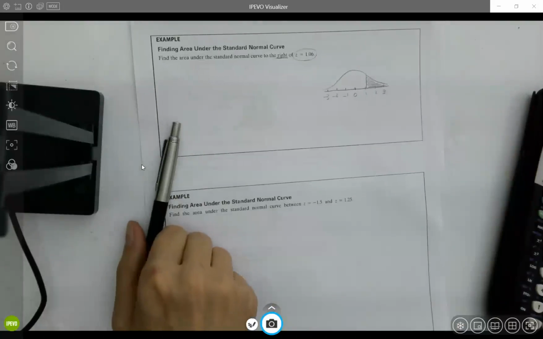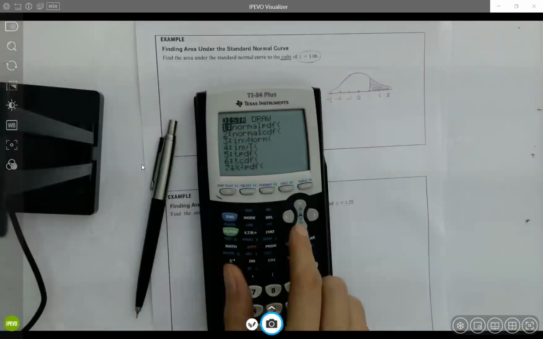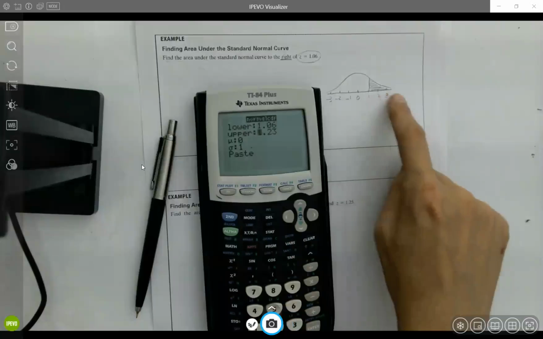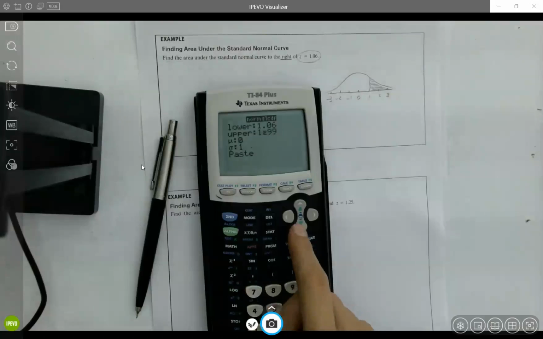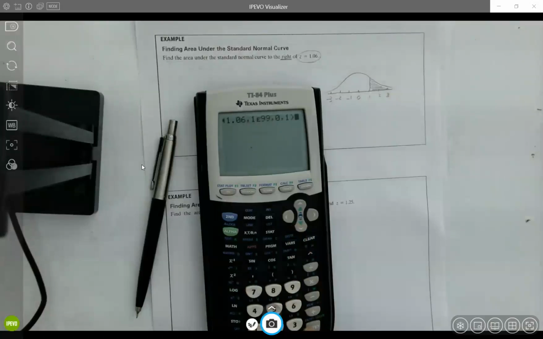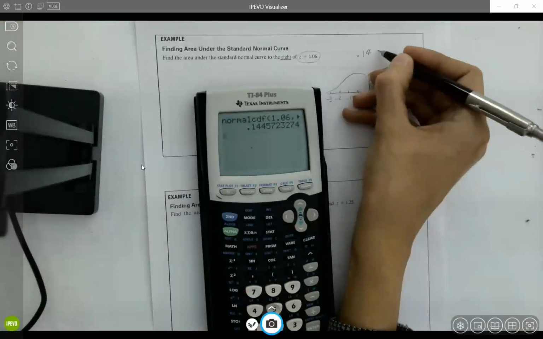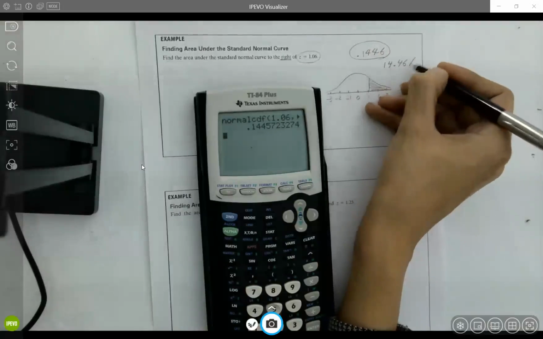So let us use our calculator. Second, VARS, normal CDF. Your lower limit is 1.06. Your upper limit is going to be a number on the right-hand side, which is 1 second EE 99. Mean is 0, standard deviation is 1, and enter. The area is 0.1446, or 14.46%.